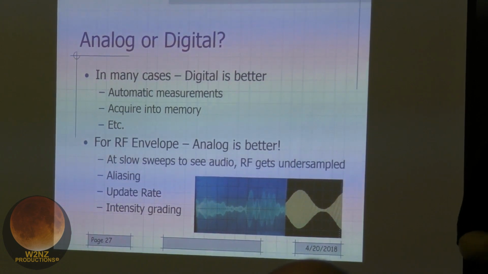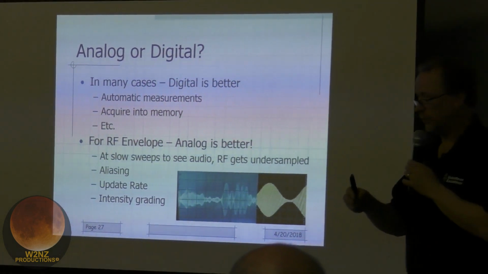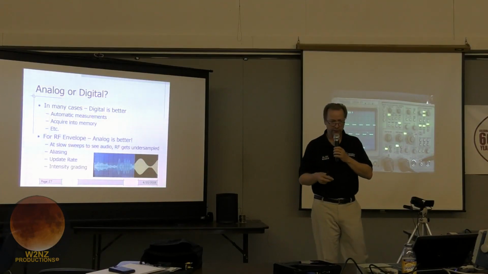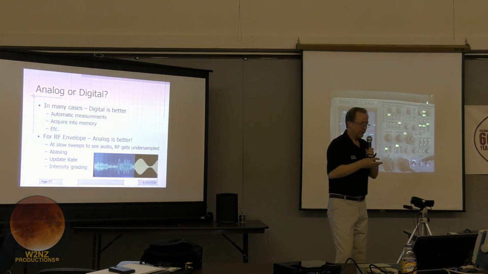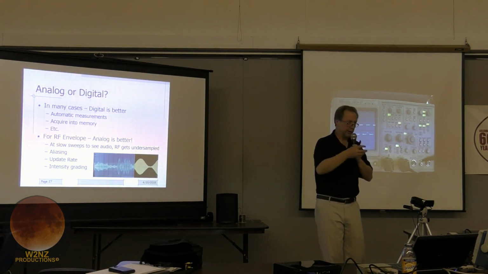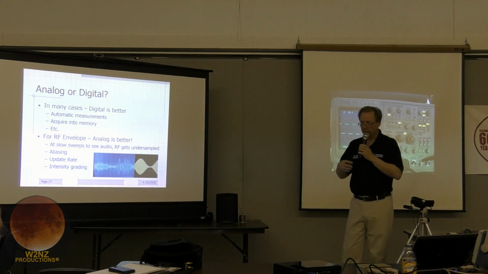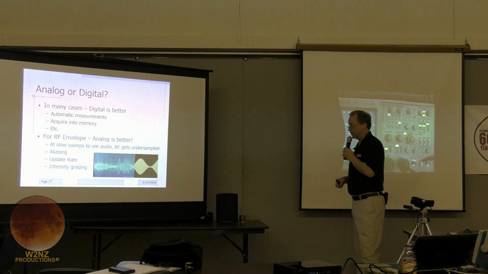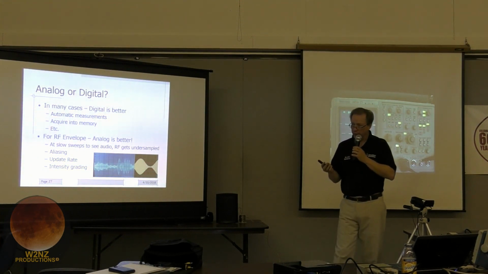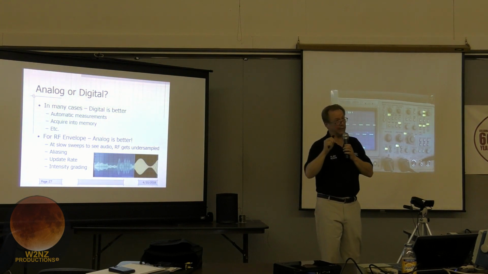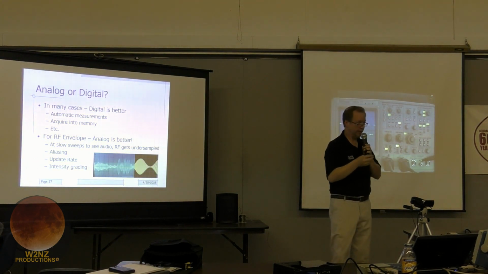Automatic measurements can be really handy. You measure frequency or amplitude or things like that very, very quickly and easily. Acquire the data into memory, go analyze it, do measurements, study it, export the data, do things with it. Lots of advantages to the digital scopes. They are a little trickier to use because you've got to start worrying about things like aliasing and sample rate and all that kind of thing.